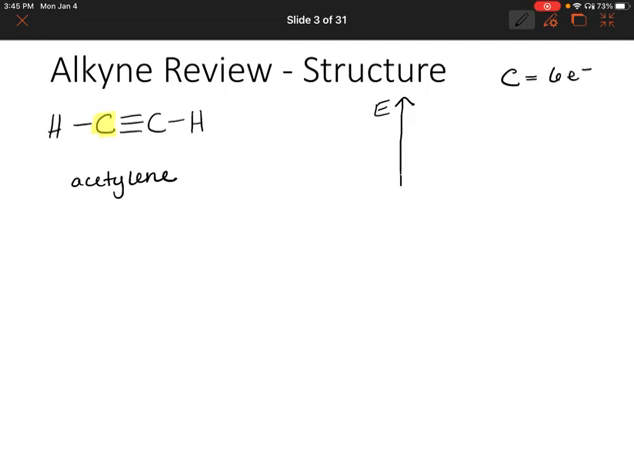Okay, and we know that the lowest energy orbital is the 1s orbital, and then that's followed by the 2s orbital, and then that's followed by 3 2p orbitals. All right, so if there are 6 electrons in a carbon atom, the first 2 will go into the 1s orbital, the next 2 will go into the 2s orbital, and then we have 2 unpaired electrons in the 2p orbitals.